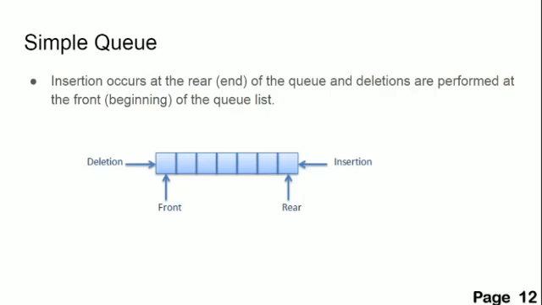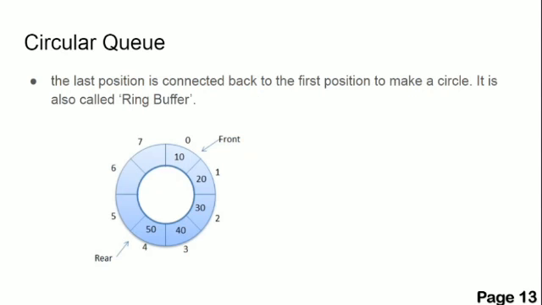Types of queue: simple queue, circular queue, priority queue, double ended queue, input restricted queue, and output restricted queue. Simple queue: insertion occurs at the rear end of the queue and deletion is performed at the front, from the beginning of the queue list, as you can see in this picture. Circular queue: the last position is connected back to the first position to make a circle. It means a round figure, where the first is connected to the last. It is also called a ring buffer, as you can see in this picture.